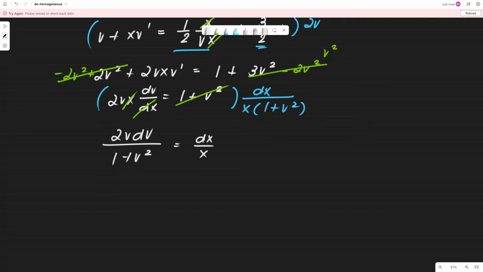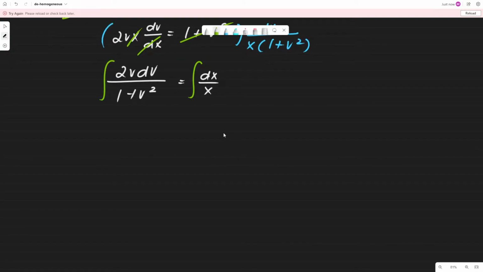Okay, and this is now already actually integrable. So, we can integrate 2v dv over 1 plus v squared, that is actually ln of 1 plus v squared. Paano nangyari yon? Let's treat this one as u, diba, is equal to 1 plus v squared, then du is equal to 2v dv.